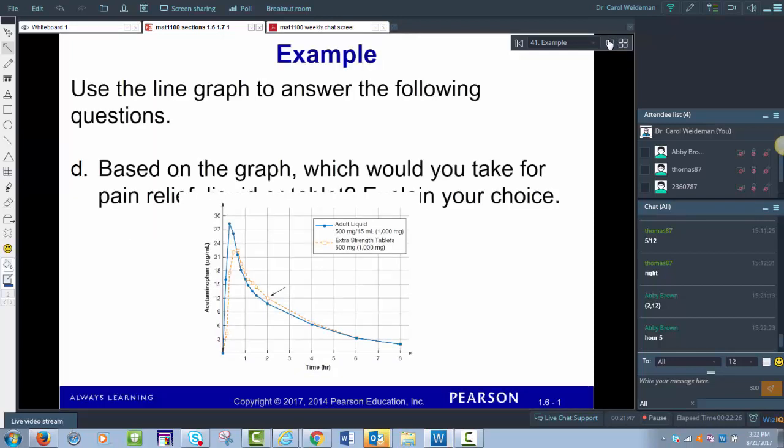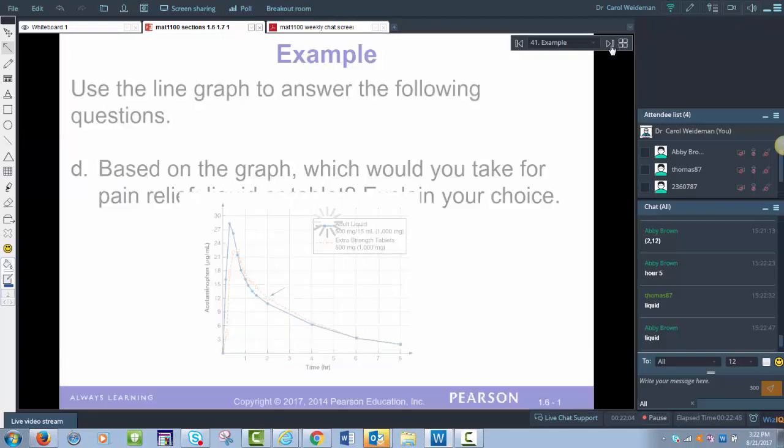I got one more. What would be your choice? This is what the question asks. What would be your choice for pain reliever? Would you take the liquid or the tablet? What do you think? Yeah, the liquid seems to peak quicker, doesn't it? It seems to go up higher, faster. Yeah, so the liquid looks better.